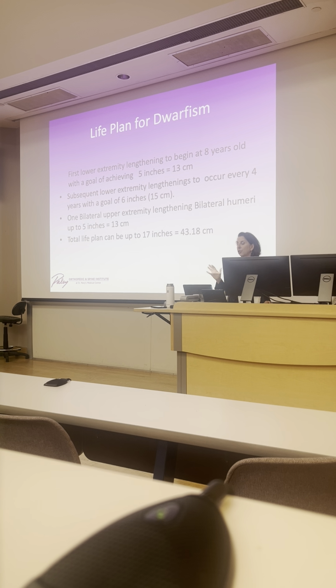They can get about 13 centimeters or 5 inches in the entire growth of that, meaning split between the femurs and the tib fib. The subsequent lower extremity lengthenings occur about every 4 years. So 8, 12, 16. And they can get about 15 centimeters or 6 inches in the 4 segments, plus deformity correction during that. Somewhere in the middle of 2 of those lower extremity lengthenings, if they go for all 3, there is an upper extremity lengthening where they get about 5 inches with external fixators. The total life plan, they can get 17 plus inches of growth.